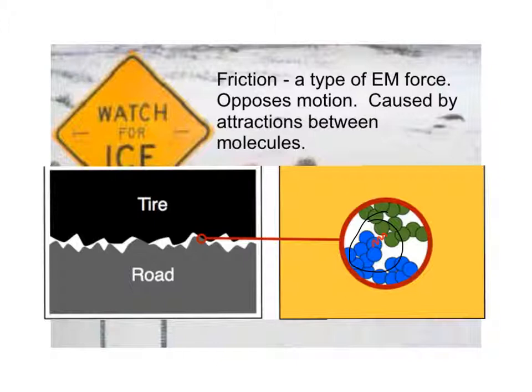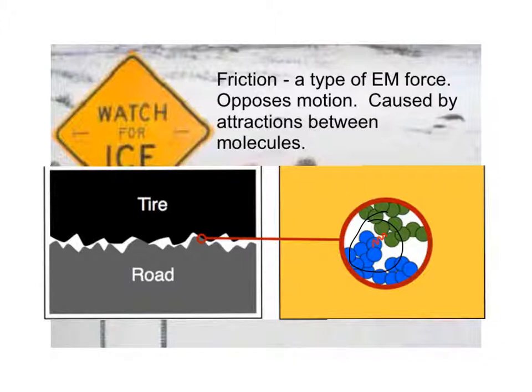In the case of friction, it's the attractive forces that cause friction, because as the tire tries to move over the road, some of the molecules in that tire become attracted to some of the molecules in the road, and the nooks and crannies increase the amount of time they're in contact with each other, which means that the more rough a surface is, the more opportunity there is for atoms in one substance to become attracted to atoms in the other.